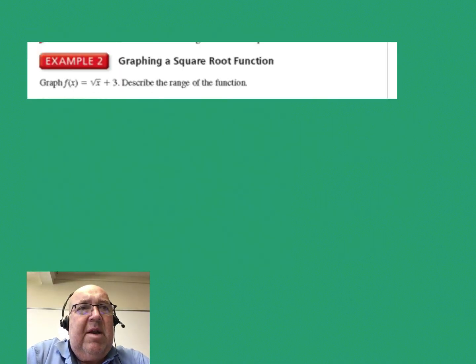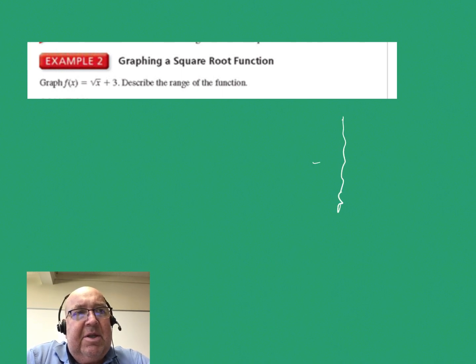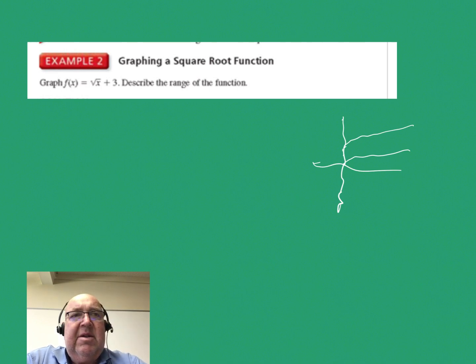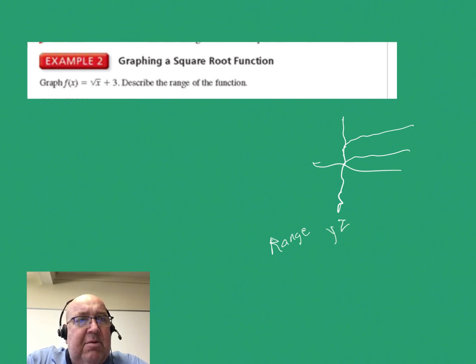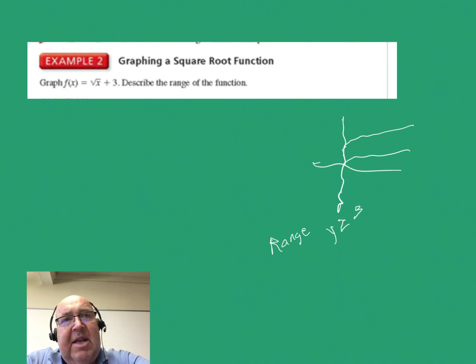So we want to describe the range of this function. I'm not going to put the graph in here, but the normal square root function looks like that. This one's going to be moved 3 units up. So the range is going to be y is greater than or equal to 3. So anything that's added after the radical is going to shift up or down the graph.